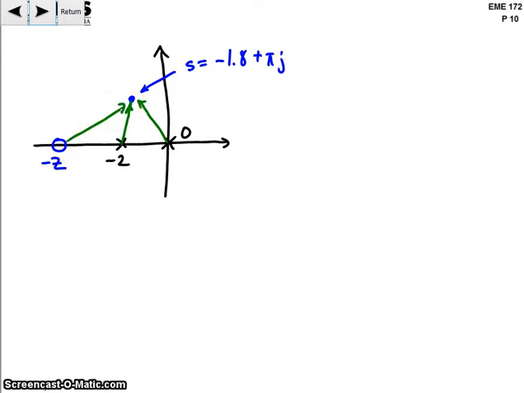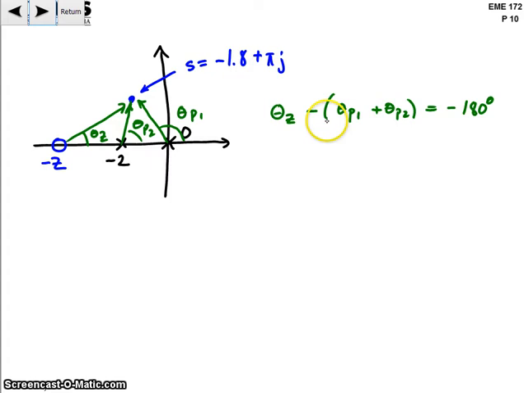Remember the idea is that there is this angle criterion, and so I'll draw these angles. I'm going to call this theta p1 from the first pole, and this is theta p2 from the second pole, and this is the angle from the 0, theta z. In order for this point to be on the root locus, it must be theta z minus theta p1 plus theta p2 is equal to minus 180 degrees. So this is the angle requirement for the root locus.